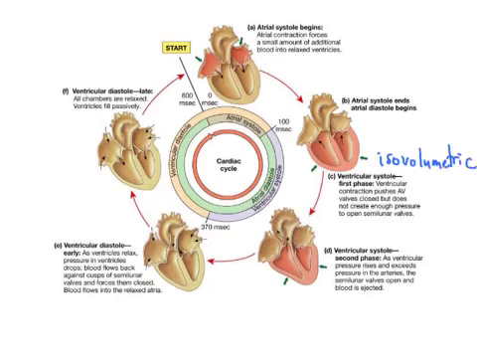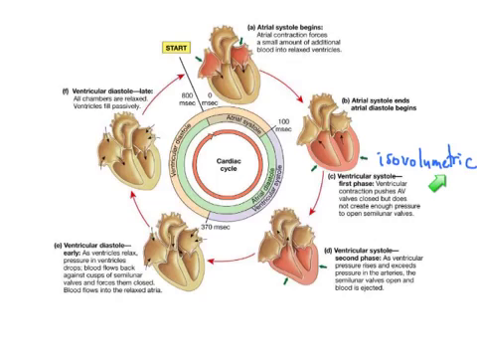The ventricles are contracting, but they haven't quite created enough pressure yet to open the semilunar valves and eject blood into the arteries. So since nothing's ejecting, there's a steady amount of blood volume in the ventricles, and that's why you get iso, which means equal, volumetric contraction phase.